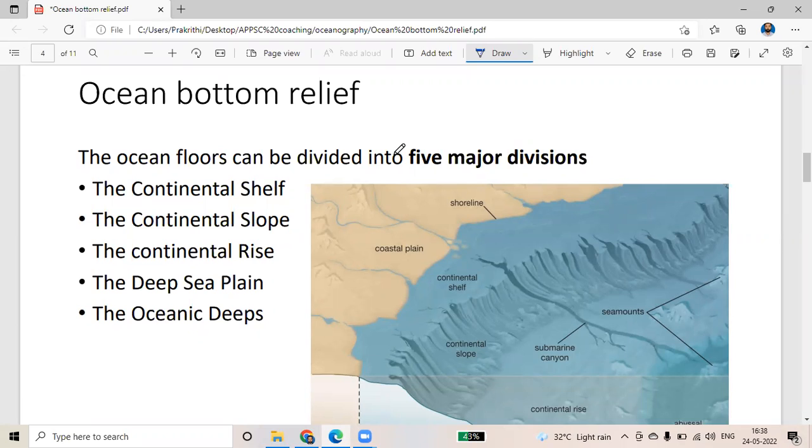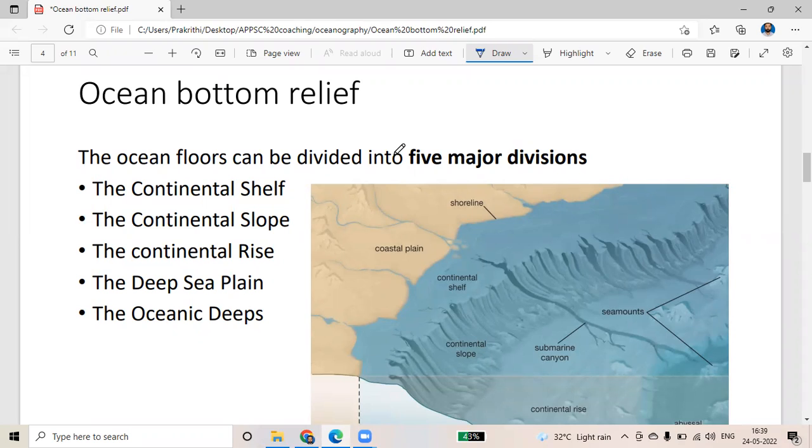The deep sea plain is the plain region on the bottom, but the oceanic deep is where the gorges are. The submarine canyons, all of this comes under the oceanic deeps. Whether you call it a valley gorge, or a V-shape valley, or canyons, these, we can say, are trenches. That comes under the scope of the oceanic deeps.